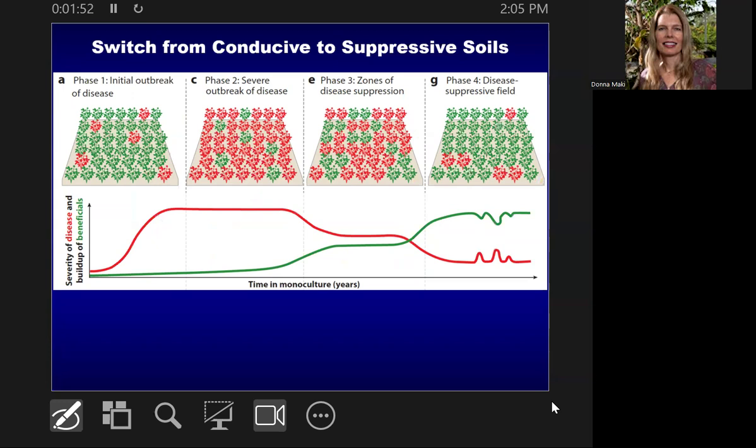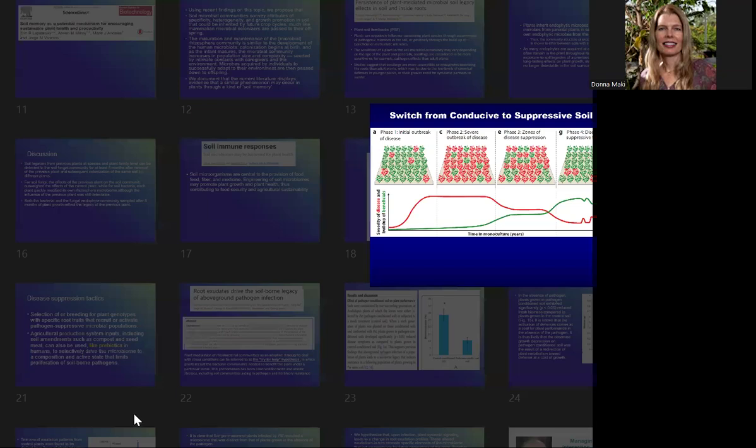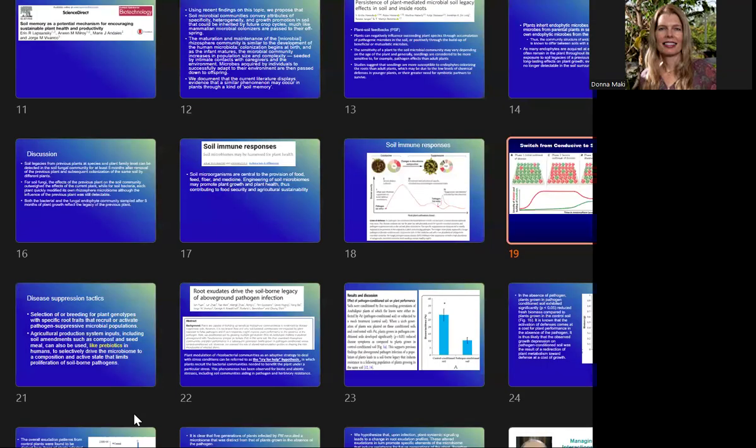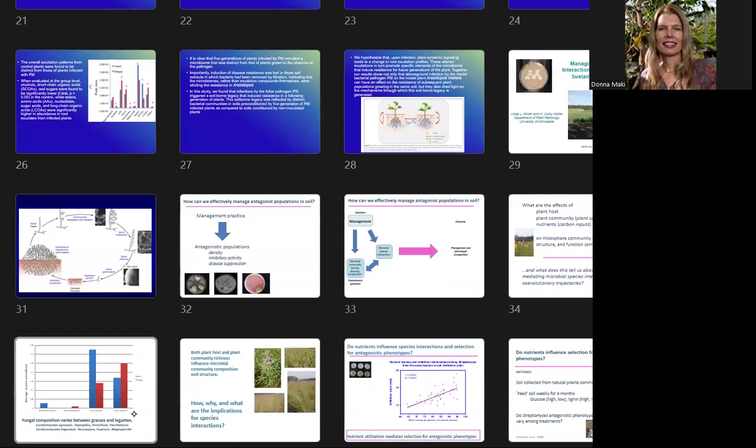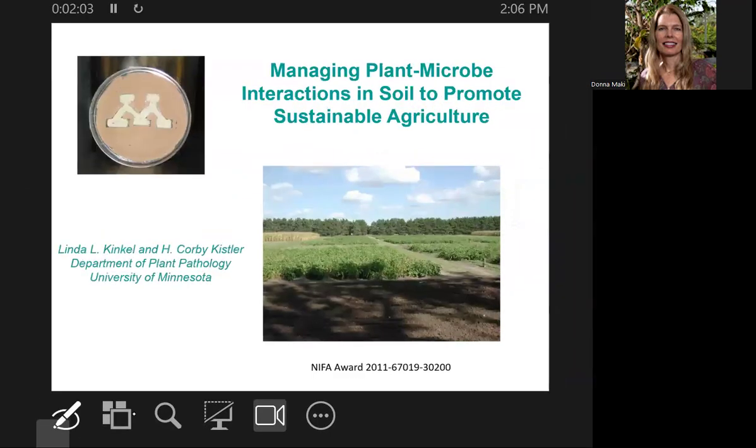So the last topic in the slide set that I'd like to talk to you about is looking at this idea of pathogen control. It's actually work that my postdoc advisor, Dr. Linda Kinkle, was doing when I was a postdoc there. And she has published some papers on this as well.